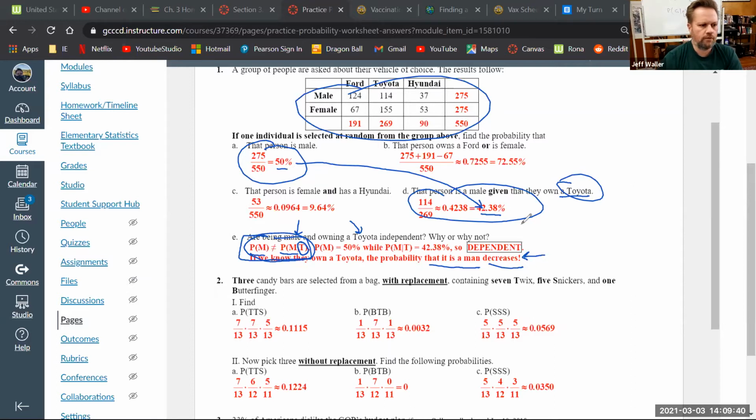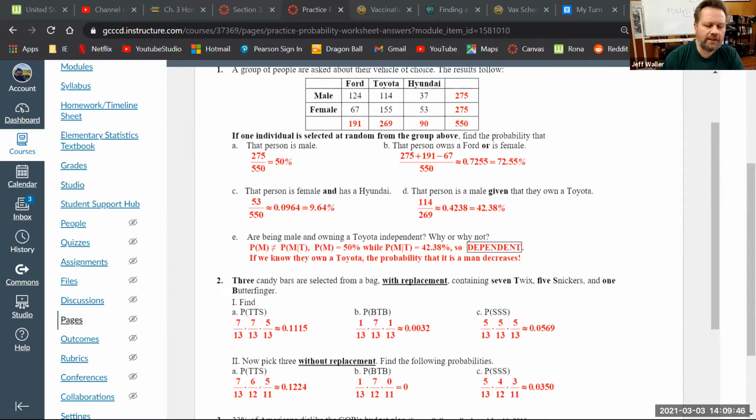I think what I've been confused about is that right here it says being a male and owning a Toyota, so I would have put M and T. Listen, guys, help me out. The word and is an English word, right? So are the events being male? What word would I put here instead of and? So I understand. Do you understand?